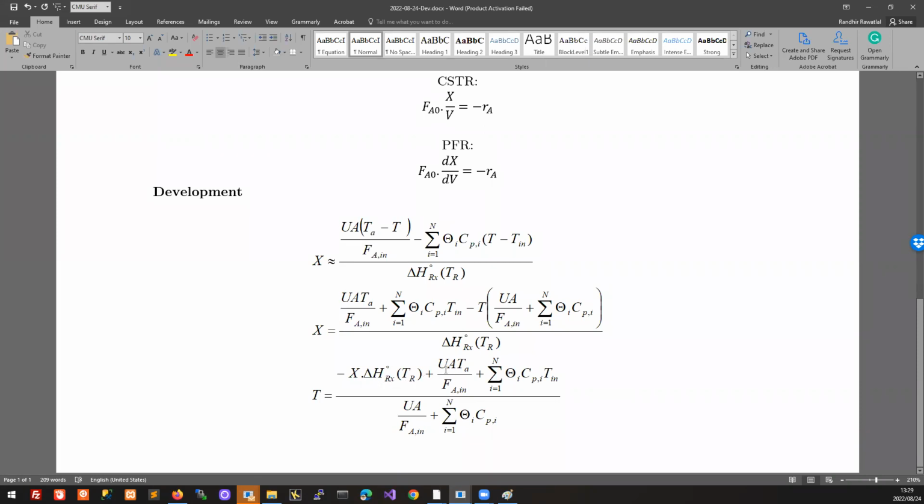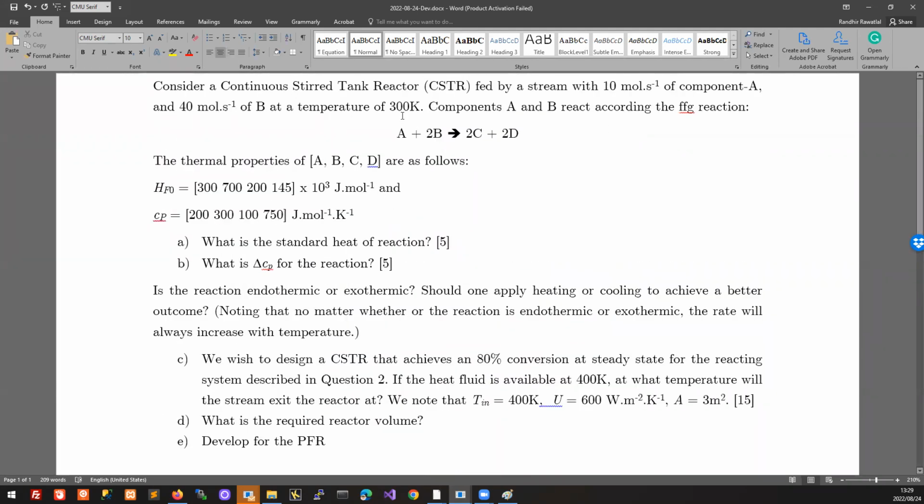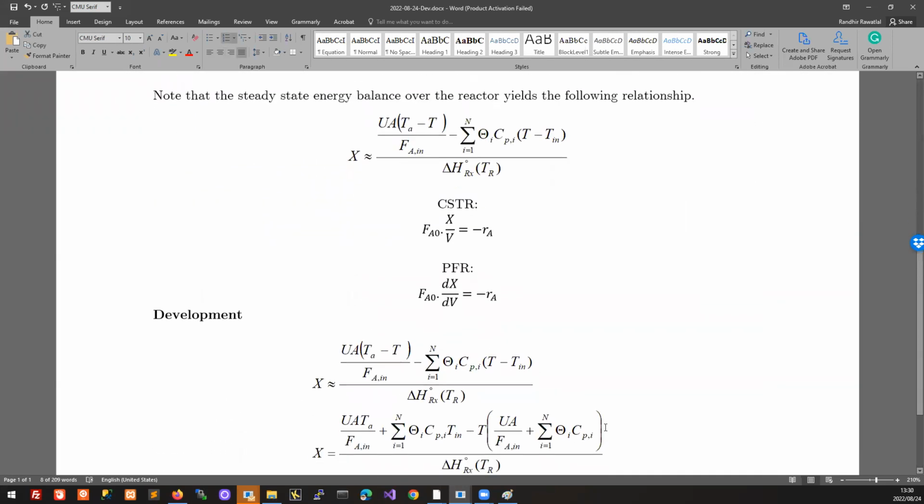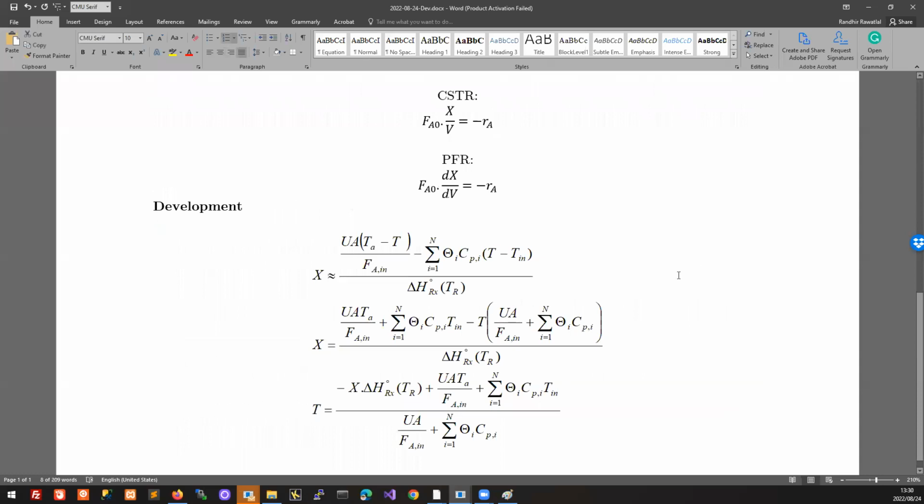That's fine. And then, so that's one variable. And then U and A, if you look at the problem, we are given U and A, and just be careful that this is the heat exchange area. It's not the cross-sectional area of the reactor or the inside area of the reactor wall or anything like that. This is the heat transfer area, and that's the heat transfer coefficient between the reactor and the heat exchanger. So U and A are given.